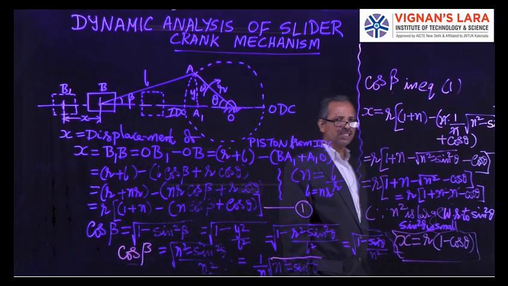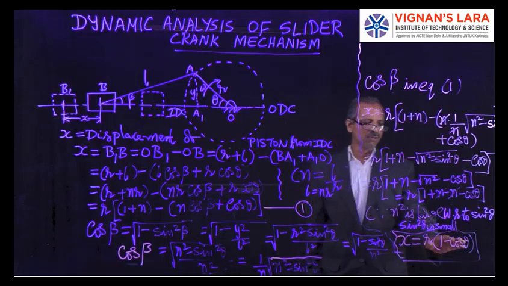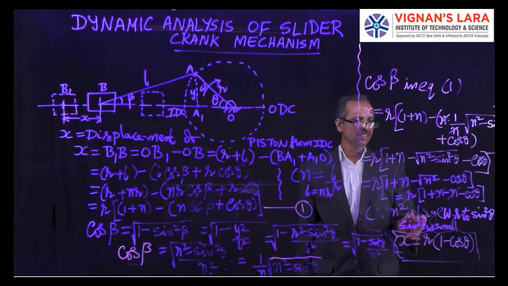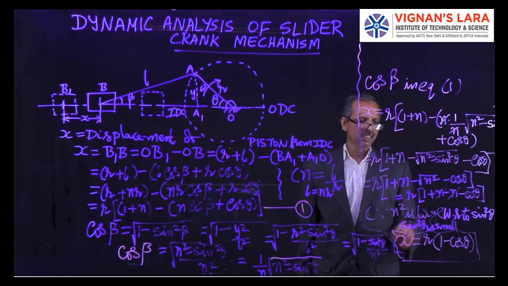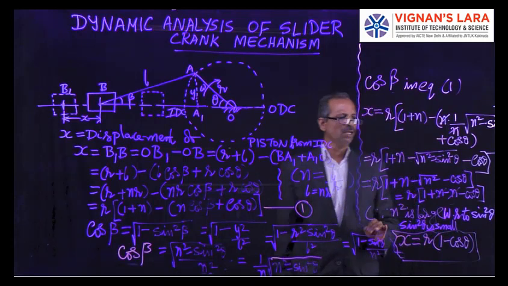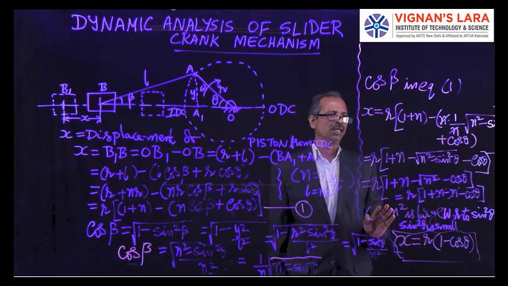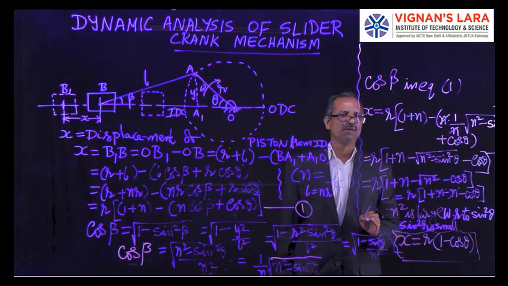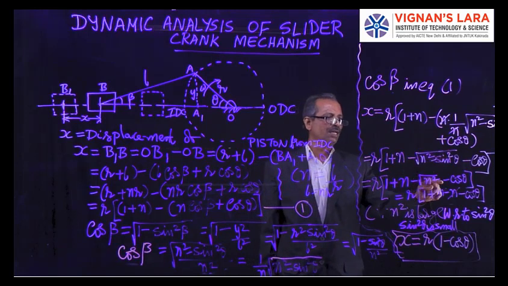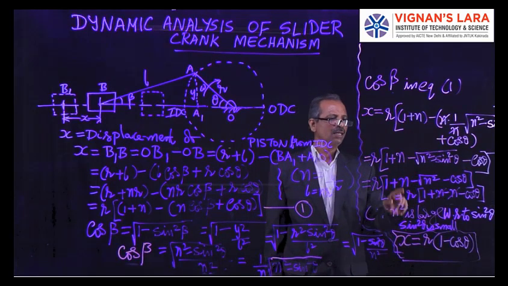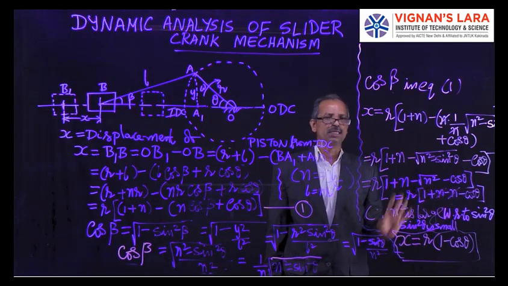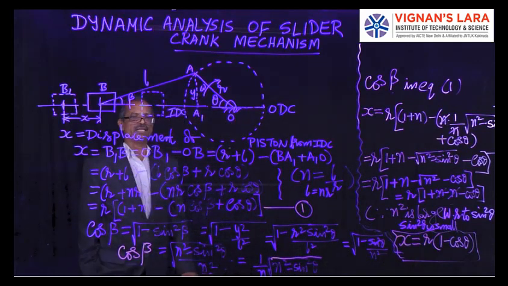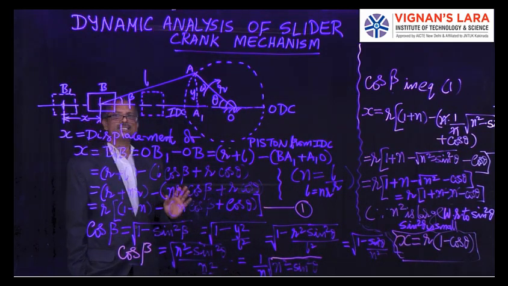So this gives a simple harmonic motion. x is equal to r into 1 minus cos theta. Here the assumption is n square is a larger value with respect to sine square theta. So n square minus sine square theta can be simply taken as n square, neglecting the smaller value of sine square theta. Then this term is converted into root n square, which is n. So 1 plus n minus n minus cos theta gives x is equal to r into 1 minus cos theta. So that is what we have written.